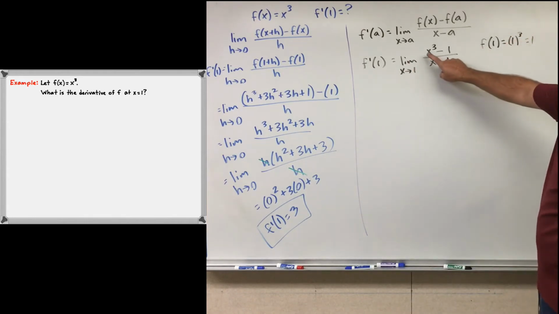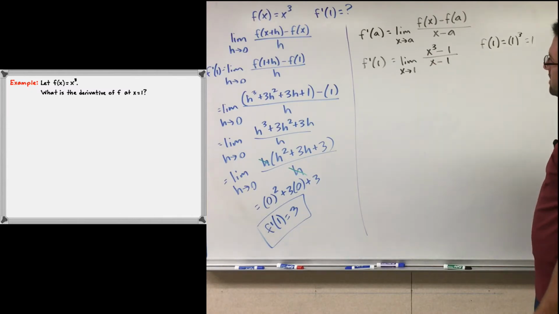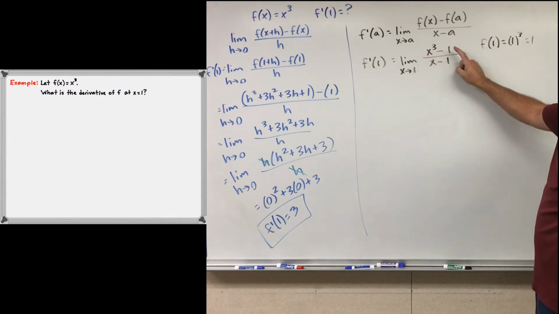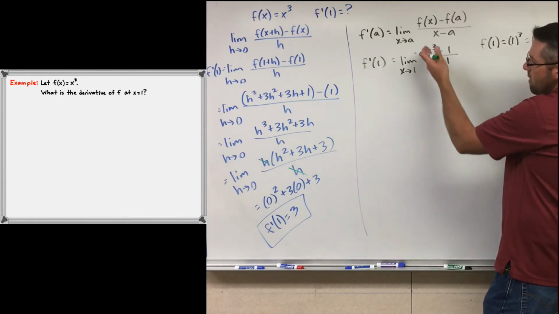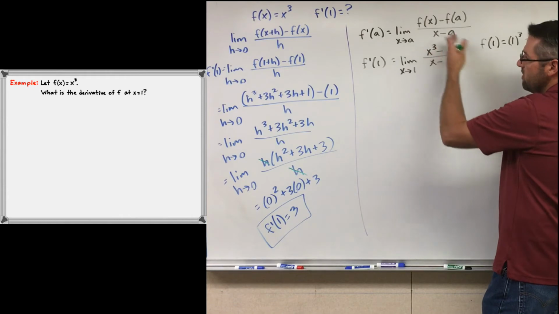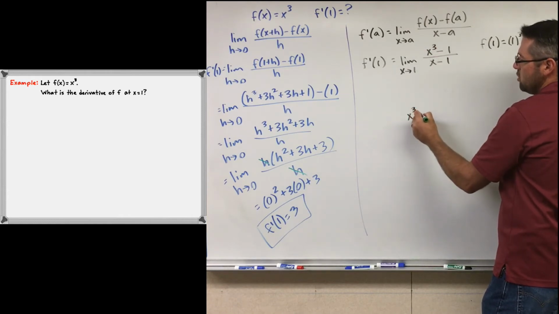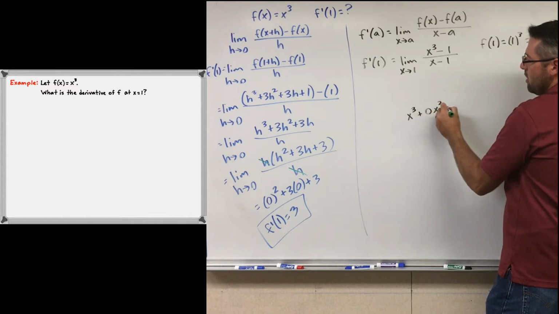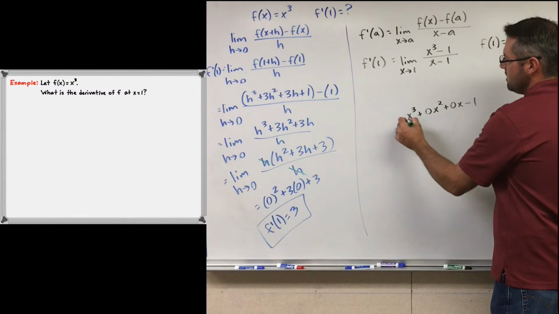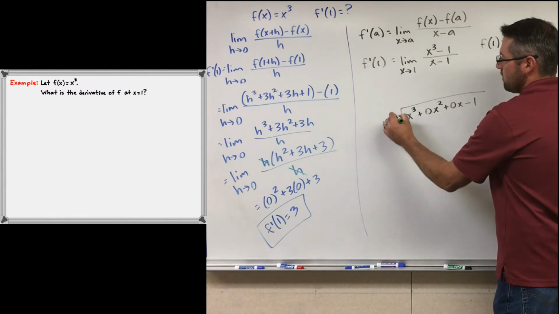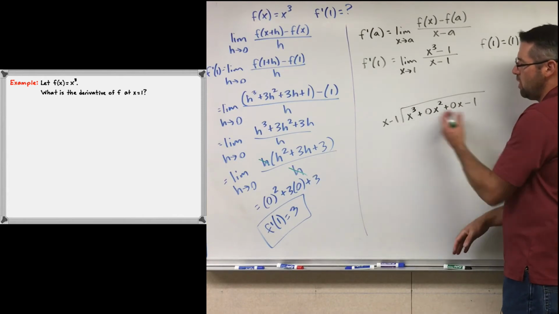So what we need to do now is factor this and see if we can reduce that, because if we plug in 1 now, we're going to get 0 over 0. You might be familiar with factoring this, but what I'm going to do is expand it so it's x cubed plus 0x squared plus 0x minus 1, for those that don't see it. And then I'm going to divide it by x minus 1. I know that has to reduce somehow, and I'll do long division on this.